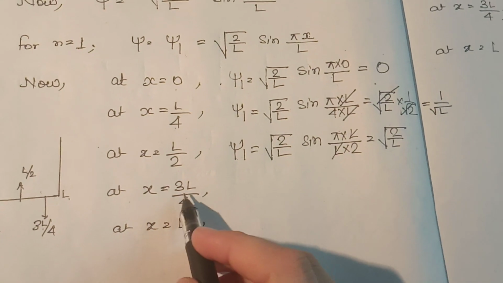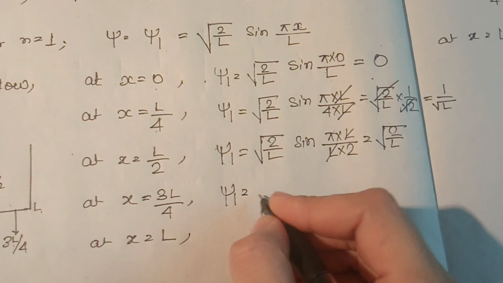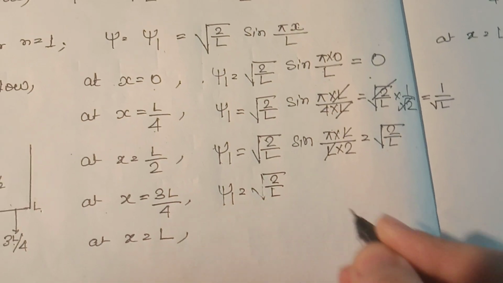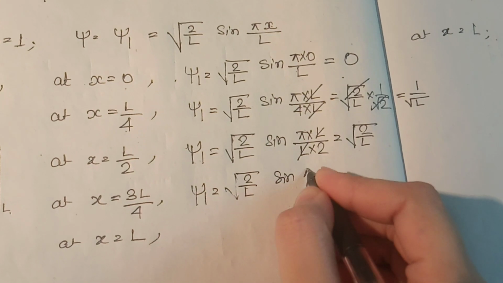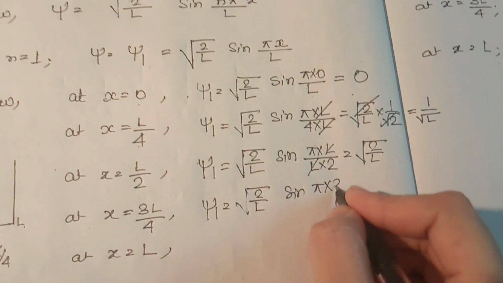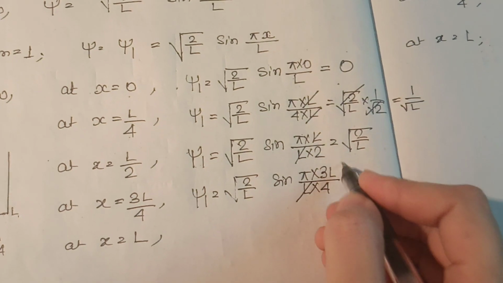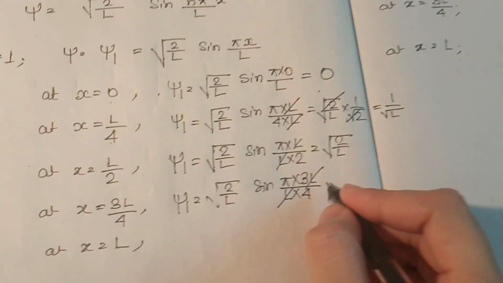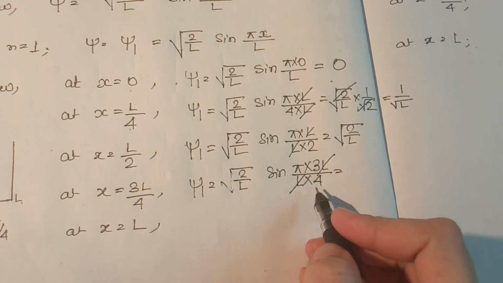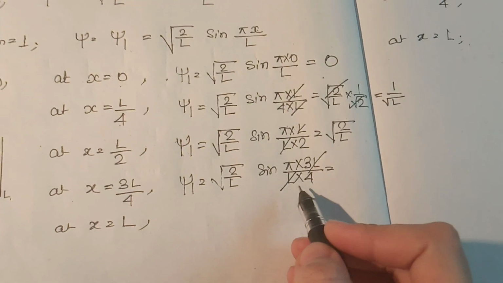When the particle is at 3/4 length of the box, then psi 1 is equal to square root of 2 divided by L sine pi. In place of x we are putting 3L divided by 4 into L. L again will cancel out each other, and the quantity is 3 pi by 4. After multiplication you will get the value sine 135 degree.